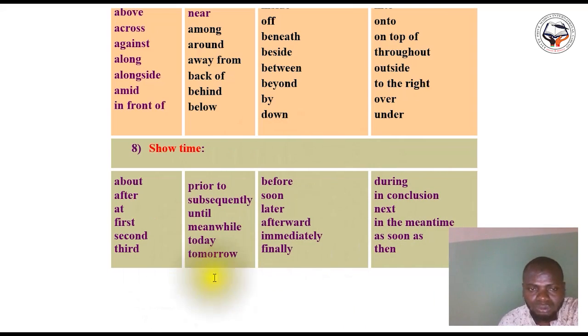So when you are showing time, for example during your essay, you can use these to show time in terms of your arguments. About, after, at, first, second, third, prior to, subsequently, until, meanwhile, today, tomorrow, before, soon, later, afterward, immediately, finally, during, in conclusion, next, in the meantime, as soon as, then.